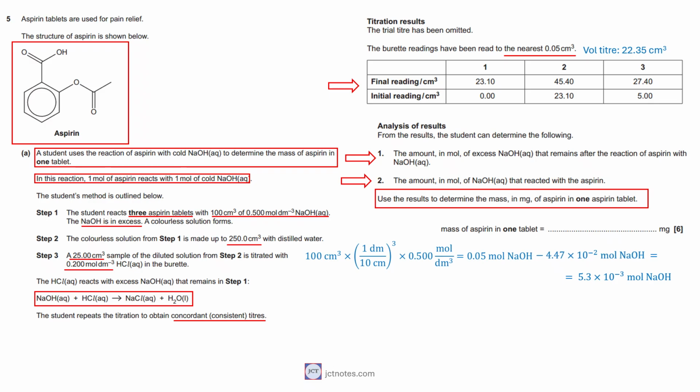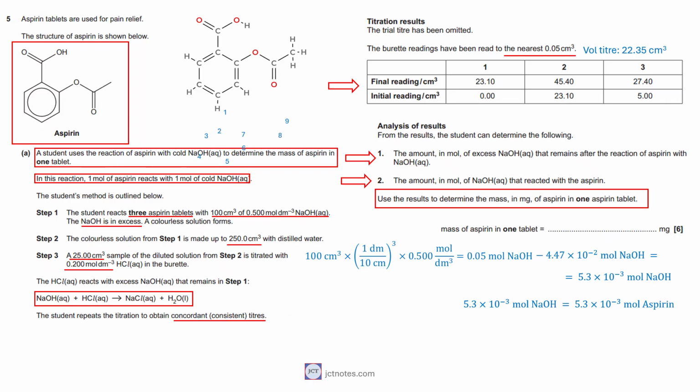As 1 mole of aspirin reacts with 1 mole of sodium hydroxide, if we have 5.3 times 10 to the power of -3 moles of sodium hydroxide, we also have 5.3 times 10 to the power of -3 moles of aspirin. To calculate the molecular mass of aspirin, I redraw the skeletal formula as a displayed formula because it makes the atoms easier to count. If you are comfortable working directly from the skeletal formula, you can count the atoms there instead.